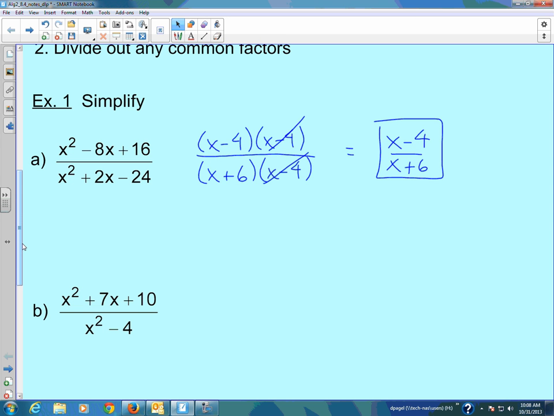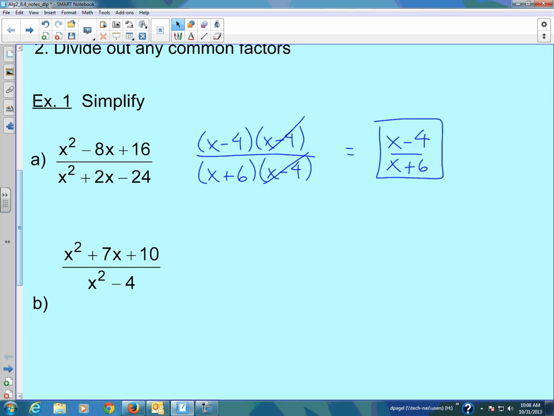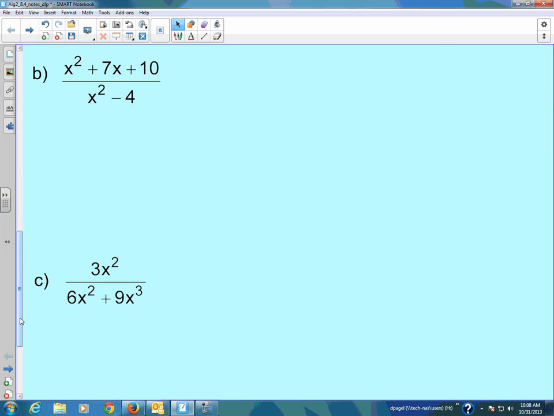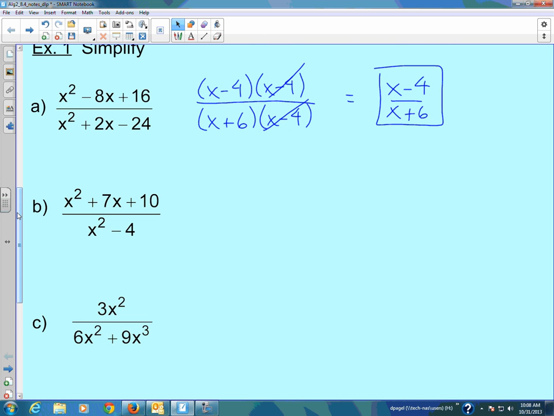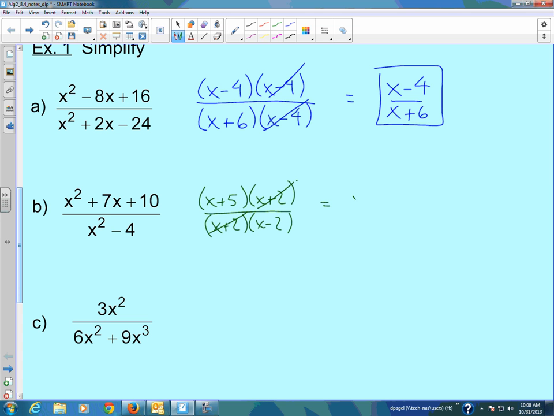All right, let's try this next one here. Move everything around. All right, for B, we have x plus 5 and an x plus 2. Down in the denominator, we have a difference of two squares. And here we get the x plus 2's to cancel. And again, binomial over binomial.